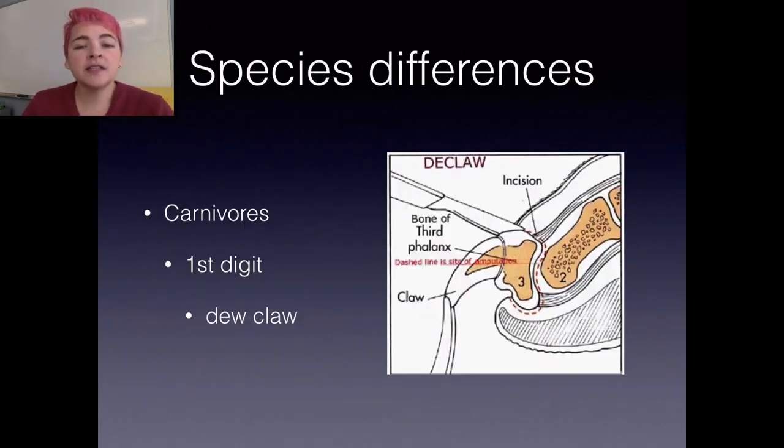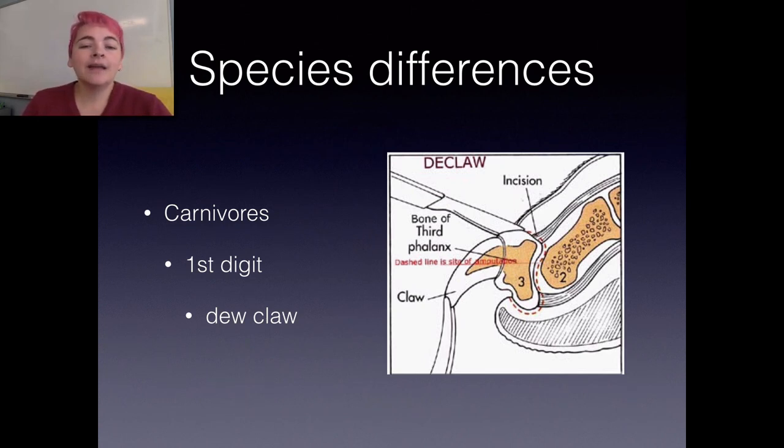On carnivores, the first digit is often called the dew claw. Not all carnivores will have a dew claw, but if they do have it, it's generally up further the arm, and it's a little kind of dangly digit. It's called a dew claw.